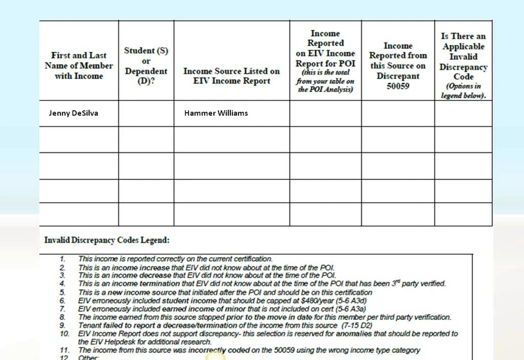What was our table total for Hammer Williams? 5101.67. Right. What amount of wage income from Hammer Williams was on the discrepant 5.9? Look back at that discrepancy page.